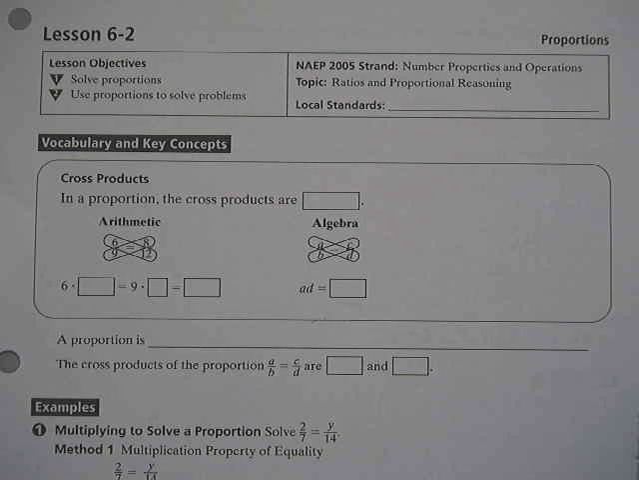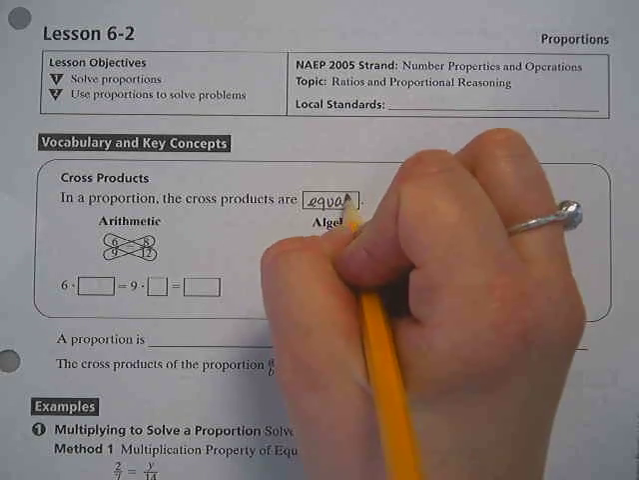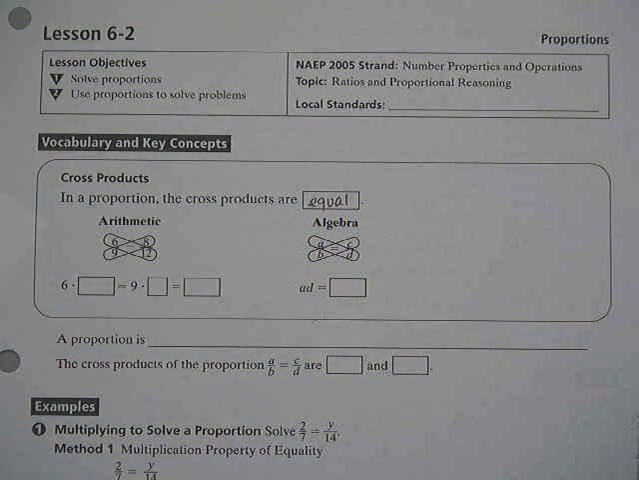So we want to learn how we know for sure if things are proportional or not. Well, there is a cool little trick, and it's called the cross product trick. In a proportion, the cross products are equal.